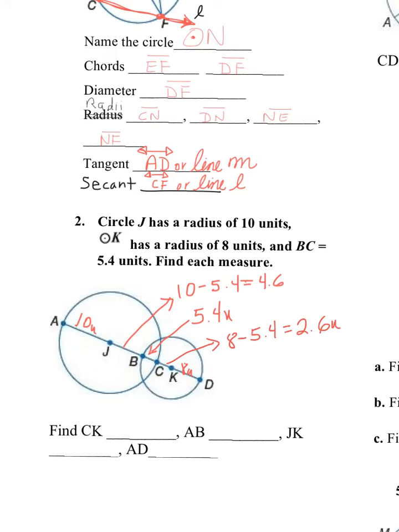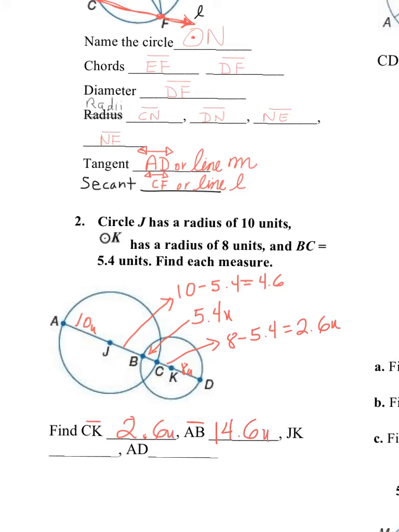Now we can answer the questions. They say, find CK. That segment CK is this piece, so that is 2.6. The second one, AB. Segment AB is from A to B, so we're going to add 10 to 4.6, so it's 14.6 units. Whatever the measurement of the segment is, that's what we use.